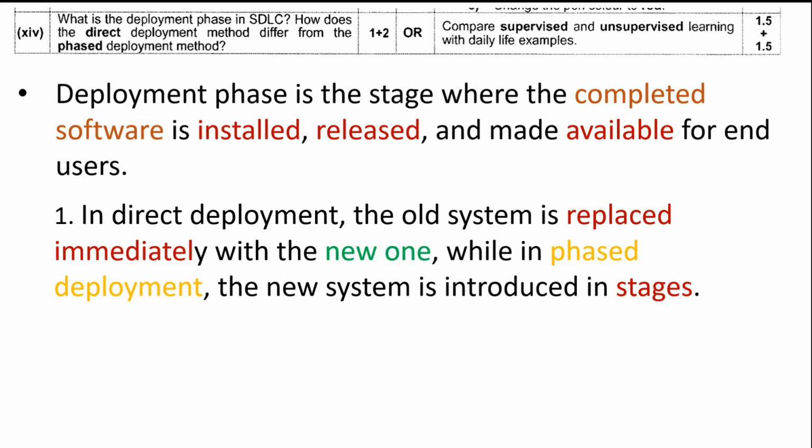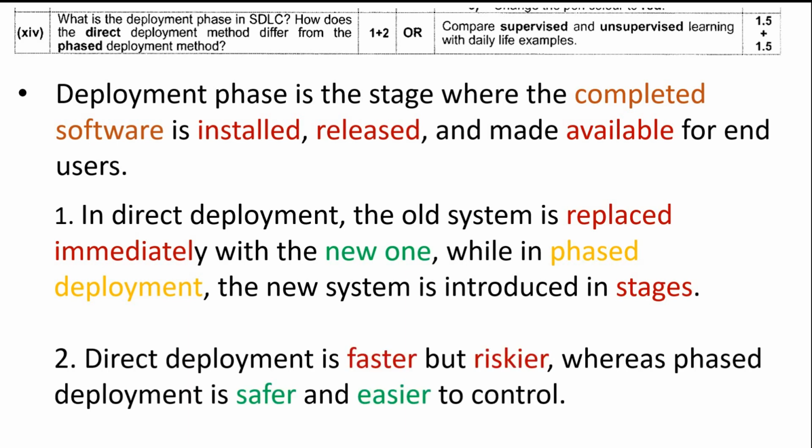Number one, direct deployment. If you do it this way, what happens? The old system is totally replaced immediately with the new one. While in the second case, phased deployment, the new system is introduced in stages. First they will do one department, then go to the second department. After implementation in the second department, they move to the third department, and so on. Direct deployment is faster, but risky, because you have implemented an entirely new system all at once. Maybe it will give you errors, or something is not performing well. So the risk is there. Whereas phased deployment is safer and easier to control.